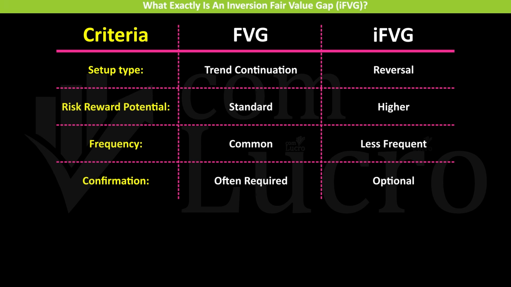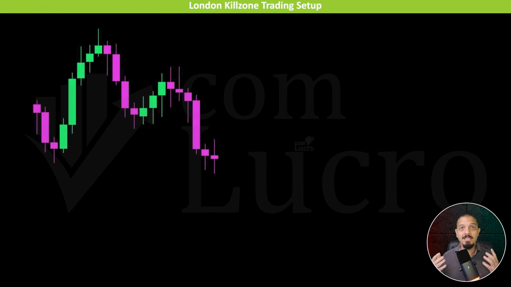That said, fair value gaps appear more frequently on the chart, whereas identifying a clean inversion FVG that meets all your criteria can be more challenging. In addition, once you identify a valid inversion fair value gap, you typically do not require extra confirmation to execute the trade. Now, with these concepts in place, let's move forward and walk through the London kill zone trading setup, step by step.